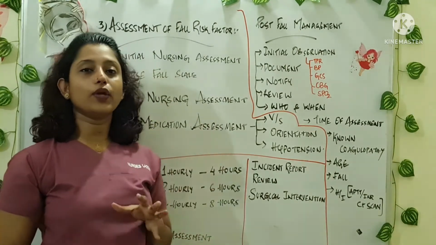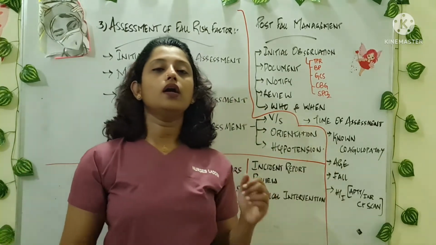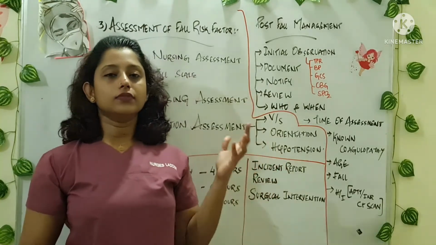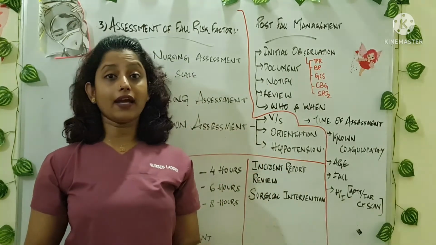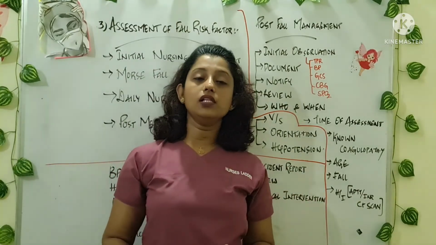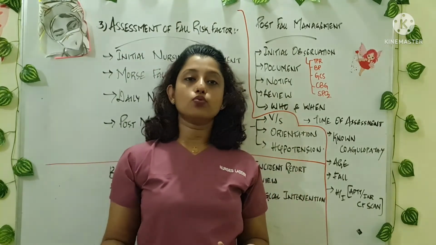So these are the ways by which you will try to prevent a patient fall. You will assess the risk factors by which a patient may have a fall, and also you will manage a patient who has had one.